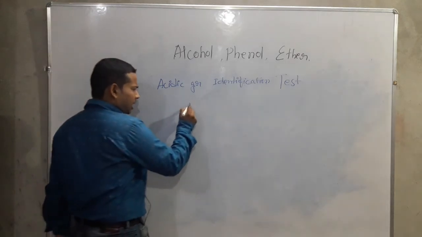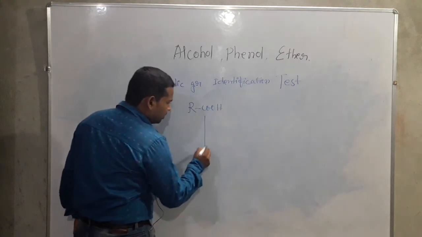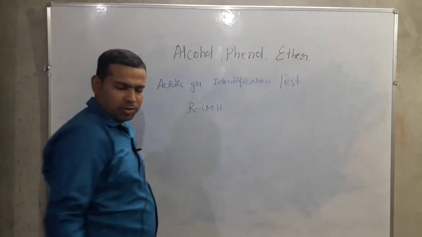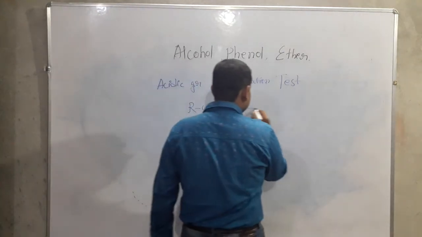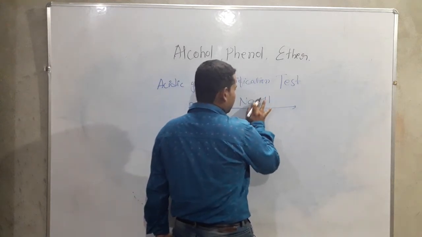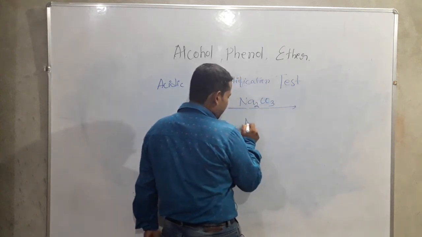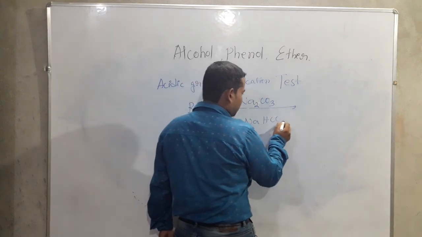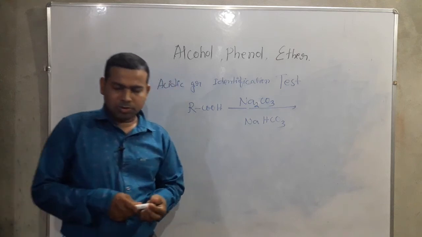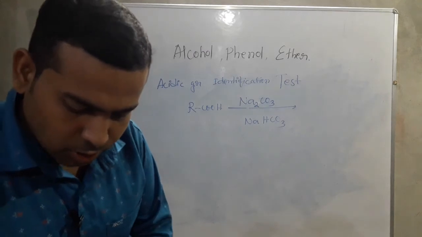Any acid, that is RCOOH. This one reacts with NaOH, Na2CO3 or NaHCO3. This one reacts with Na2CO3 or NaHCO3. So this molecule will lose CO2, carbon dioxide.